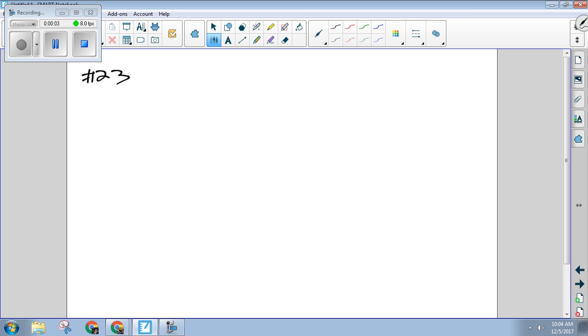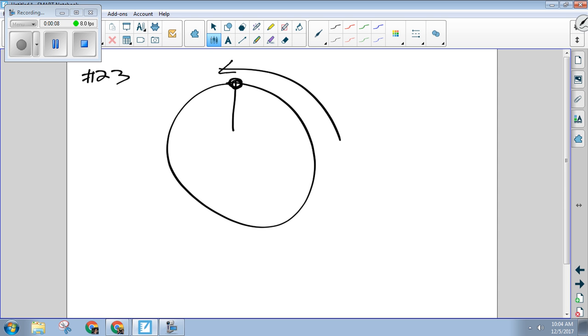Number 23, I know it had a drawing like this, where you've got a thing on a rope and it's spinning around. I think it just gave you the radius, is that right? Yes. So what was the radius in that problem? 0.7. 0.7, okay.